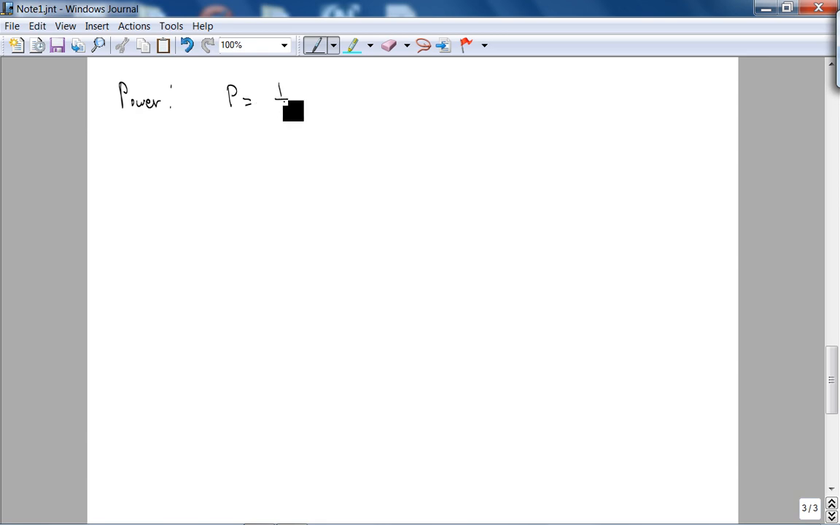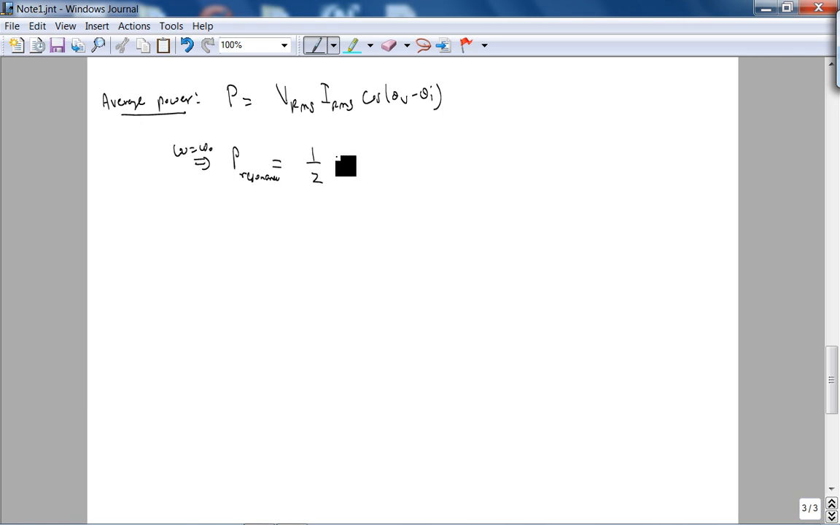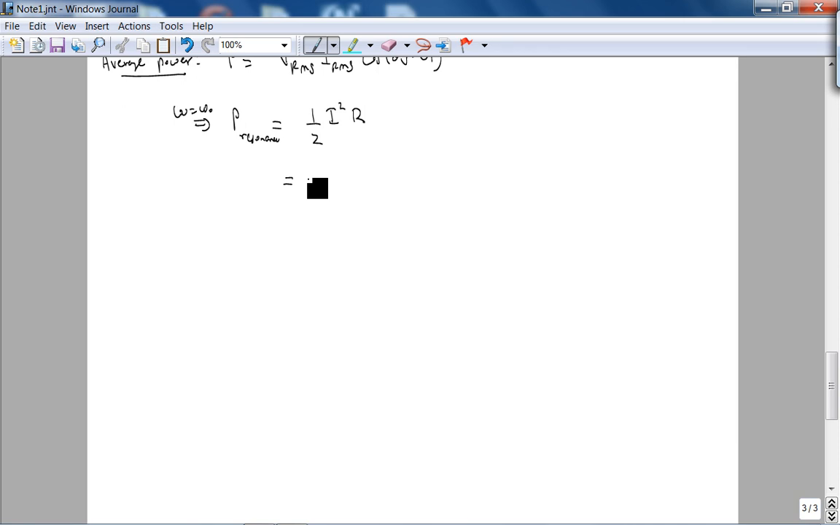So the average power is VRMS IRMS cosine of theta V minus theta I. Average power at omega equals omega naught, so at resonance, is VRMS IRMS, which is Vmax over square root of 2 times Imax over square root of 2, so it's 1/2 Vmax Imax. But since it's purely resistive, V equals IR, so you basically get I squared times R, which is equal to 1/2 times I is V over R, so it's Vmax squared over R.